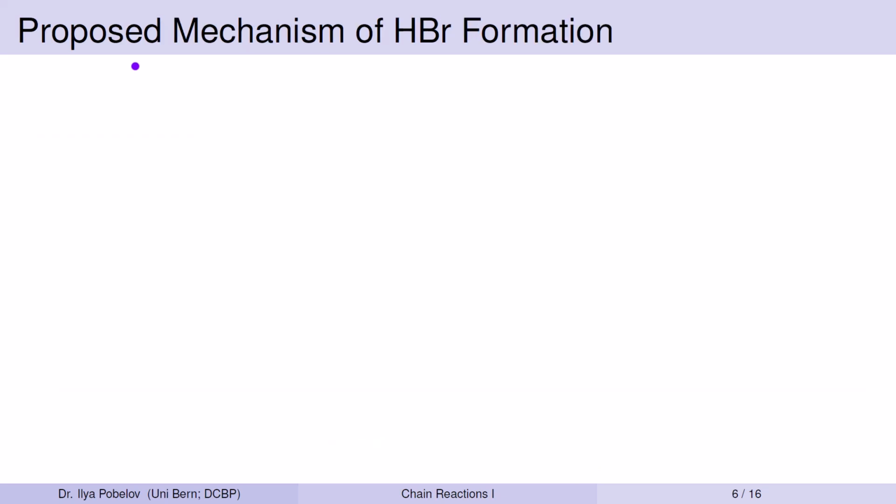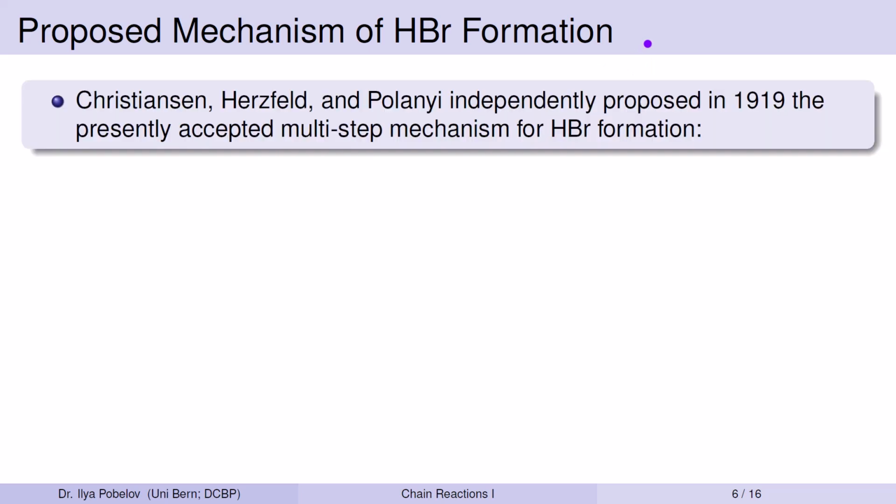Due to this complexity, a proper mechanism for hydrogen bromide formation was established only 13 years later. Christiansen, Herzfeld and Polanyi independently proposed in 1919 the presently accepted multi-step mechanism for this reaction, explaining Bodenstein's findings. The proposed mechanism consists of the following steps.